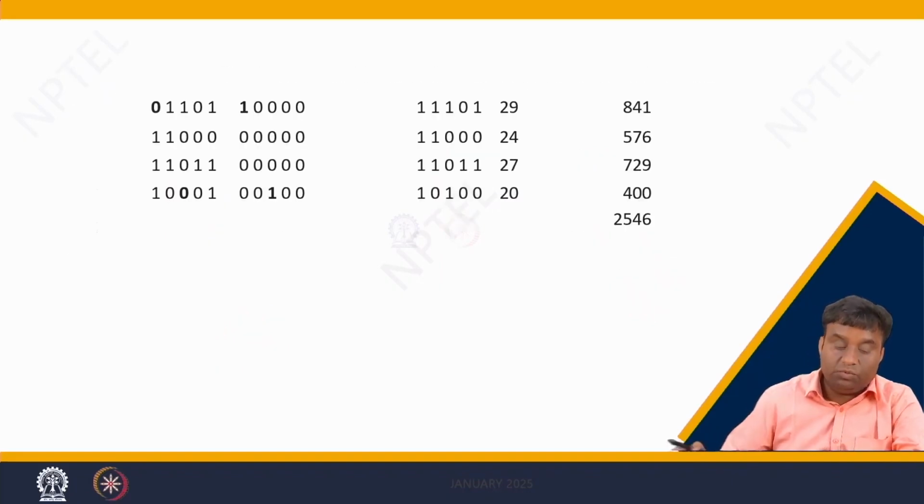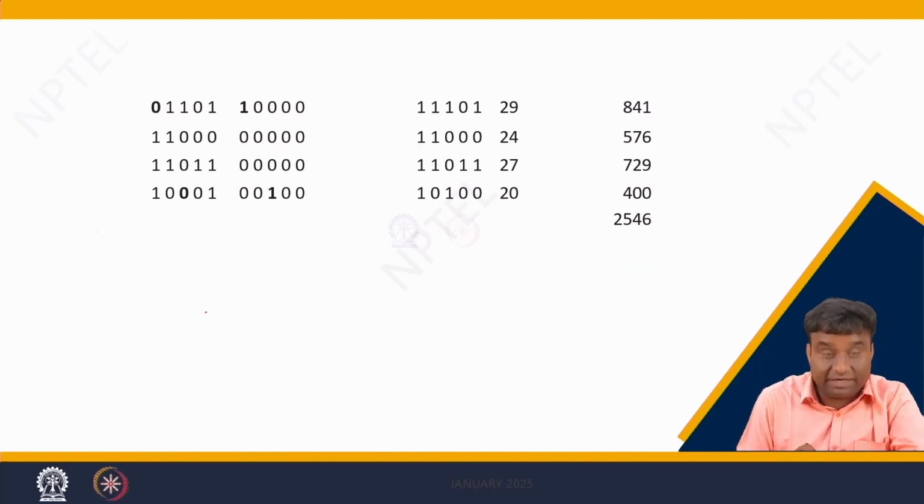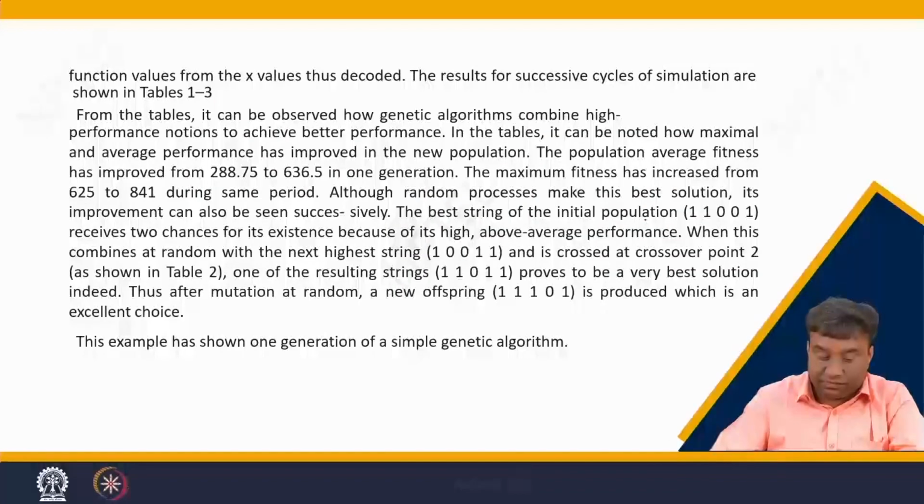So now we are doing the mutation. As the mutation probability is 1 by 10 and there are 20 bits, we take only 2 bits. Let these be the 2 bits we need to change. This is 0, 1, 1, 0, 1. Here this 1 bit will change, so that is now 1, 1, 1, 0, 1, which is 29. Now there is no change, so that is 24 and 27. This is 1, 0, so this bit will change, so that is 1, which gives 20. Now the total value is 2546.